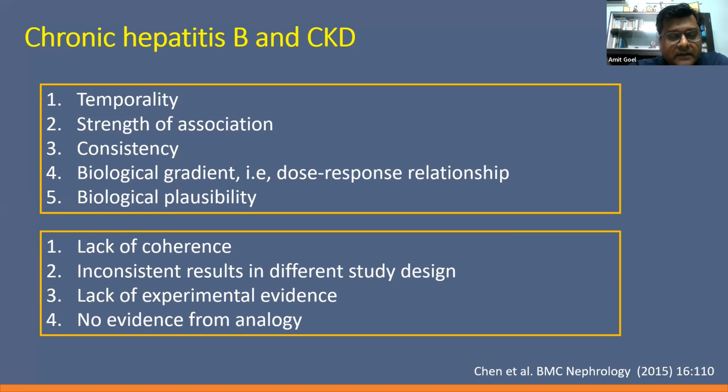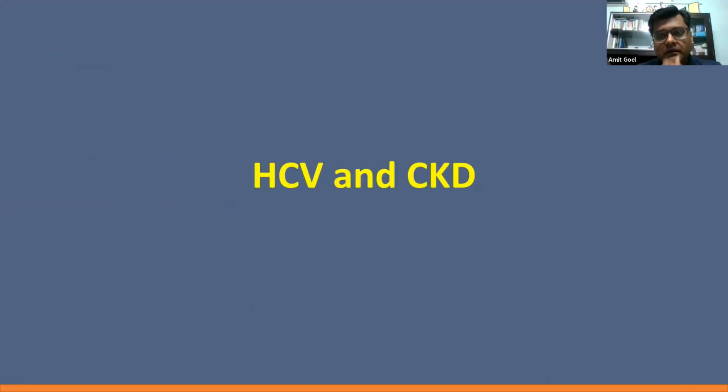Inconsistent results, different designs, lack of experimental evidence. We have not shown that if Hep B is controlled, then the CKD is reversed. So there's no evidence based on experiment, and there is no evidence from analogy. So there's some evidence to support that chronic Hep B could be a cause of chronic kidney disease. Now I'll move to HCV.